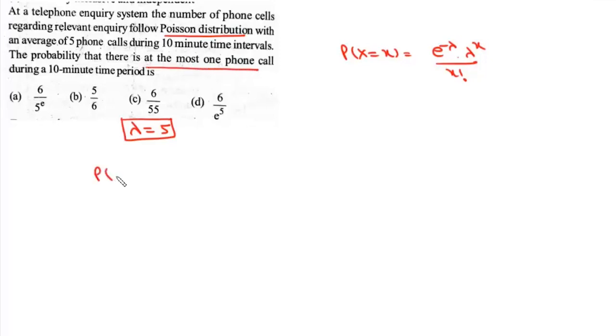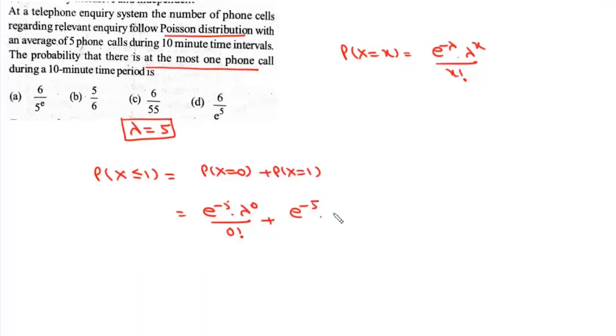Now we need to find the probability that there is at the most one phone call. That means we have to find this probability that X is less than or equal to 1. Now this is probability of X equal to 0 plus probability of X equal to 1. Now here value of lambda is 5. So it will be e to the power minus 5 lambda to the power 0 upon factorial 0 plus e to the power minus 5 into 5 to the power 1 upon factorial 1. So it will be simply 6 upon e to the power 5, and that's your option D.